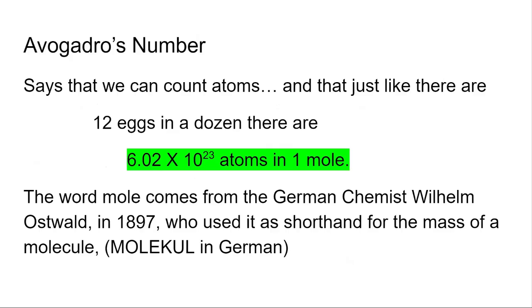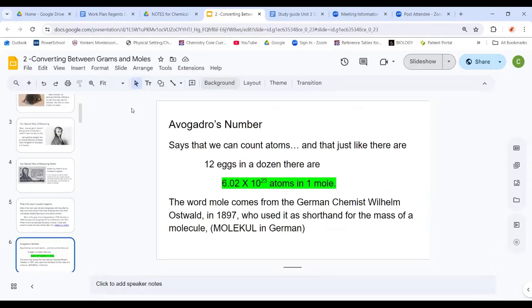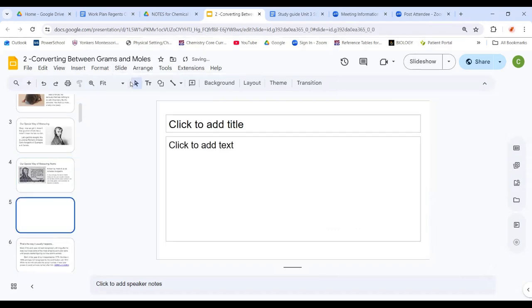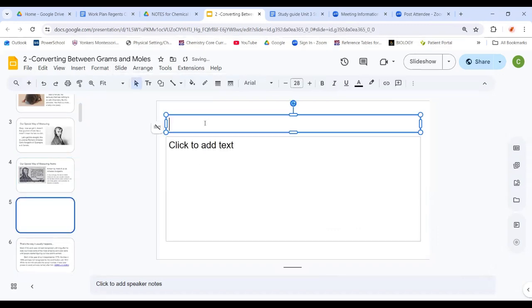What he actually figured out is that if you have two samples of gas, I need to edit this slideshow because this slide is missing. Let's put that in right now. It's actually printed on this. He had a stamp, like a memorial stamp of this, because his discovery was so important. It's sometimes referred to as Avogadro's law.